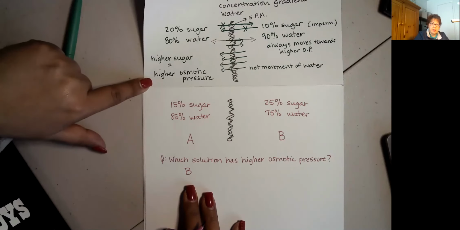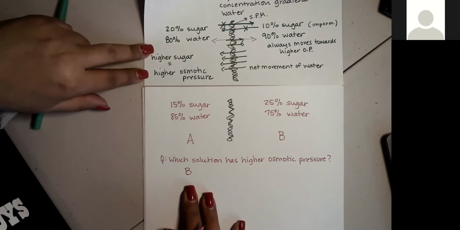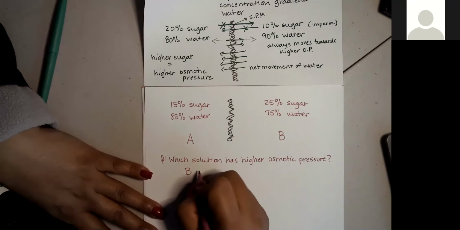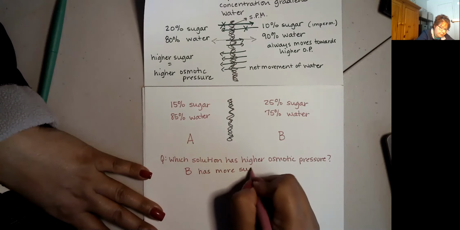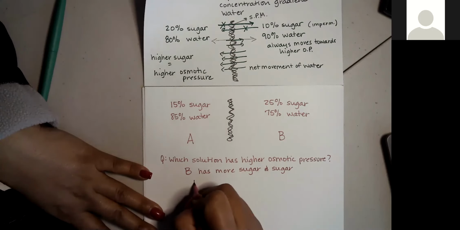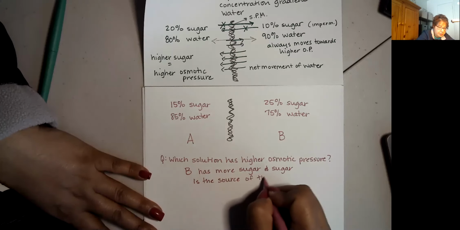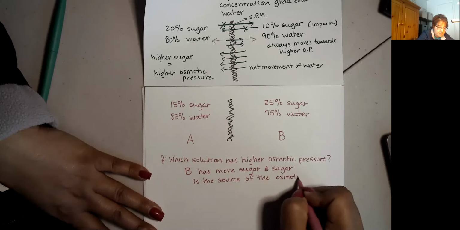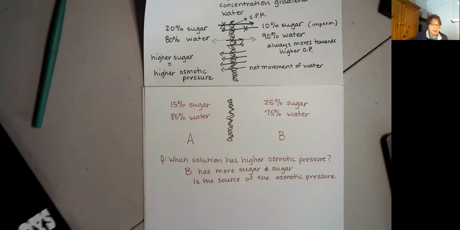What gives something a higher osmotic pressure? Would it be the sugar? The amount of sugar? There you go. B has more sugar. And sugar is the source of the osmotic pressure. So more sugar means higher osmotic pressure. So very good.